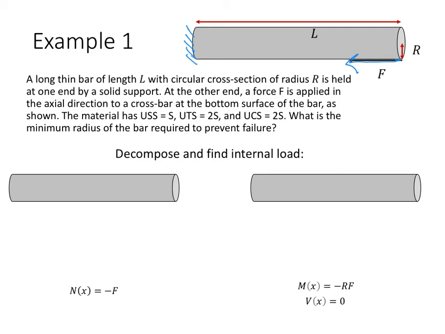And we have some material properties. And our question here is, what is the minimum radius of the bar? That is, what r do we need to prevent failure? So our first step is to decompose to find the internal loads.